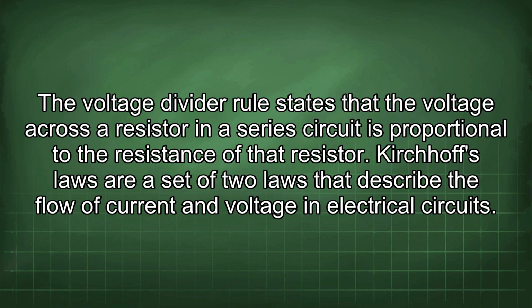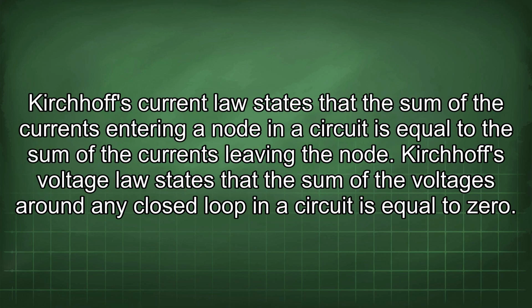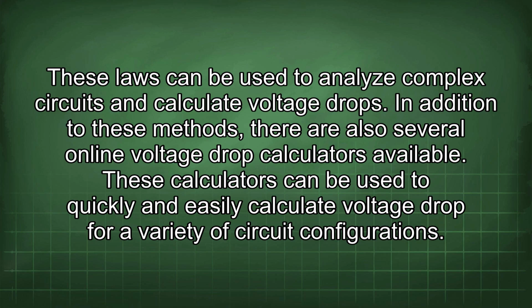Kirchhoff's laws are a set of two laws that describe the flow of current and voltage in electrical circuits. Kirchhoff's current law states that the sum of the currents entering a node in a circuit is equal to the sum of the currents leaving the node. Kirchhoff's voltage law states that the sum of the voltages around any closed loop in a circuit is equal to zero. These laws can be used to analyze complex circuits and calculate voltage drops. In addition to these methods, there are also several online voltage drop calculators available. These calculators can be used to quickly and easily calculate voltage drop for a variety of circuit configurations.